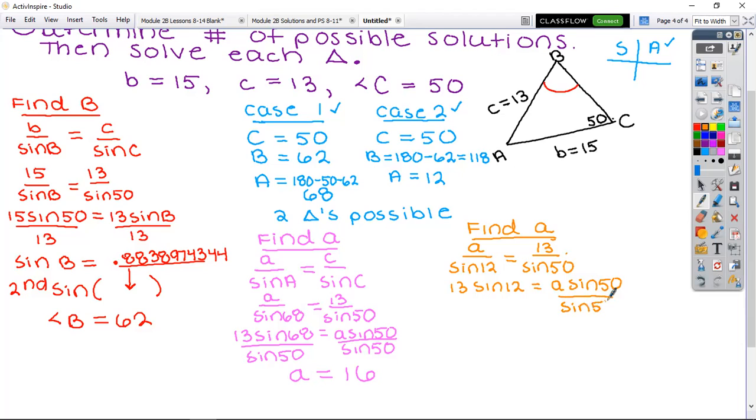So 2 triangles possible. So divide by sine of 50. Anyone have it yet? Rounds up to 4. Thank you. So A is equal to 4. Okay. How's that one on the way through? Not bad? Yeah, it's not bad. And again, some of this work here, if you can consolidate that, that's okay too. But it's just law of sines multiple times. Anytime you have that letter that repeats.